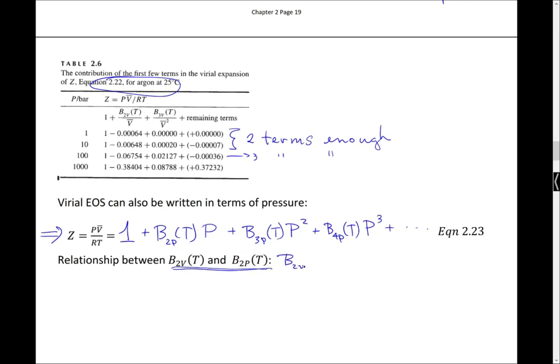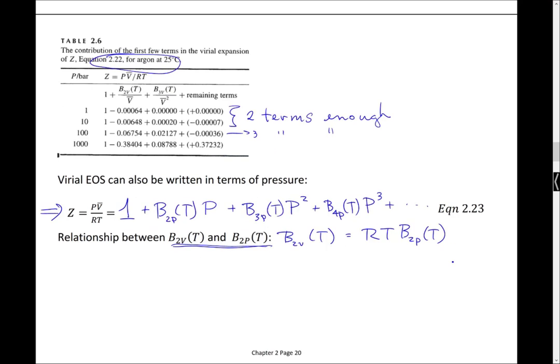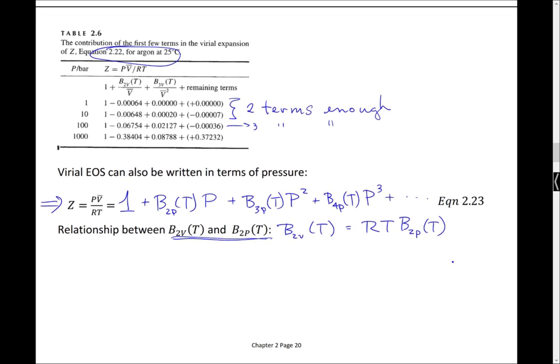So B2V, function of T, is the same as R times T times B2P, function of T. Okay? And as usual, if you don't believe me on this, I'm going to send out a document that does the derivation for the relationship between the two. I'm not expecting you to know how to do it, but I just want to make sure that you have the information there, that I'm not lying to you. Okay? We all good?